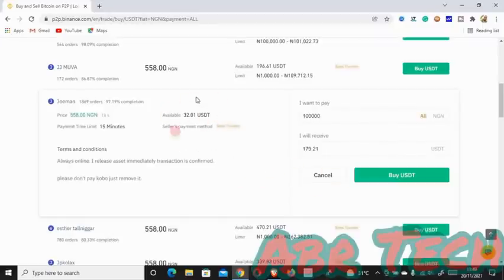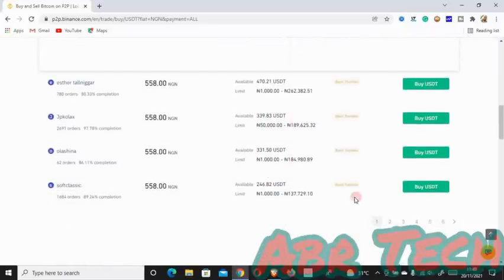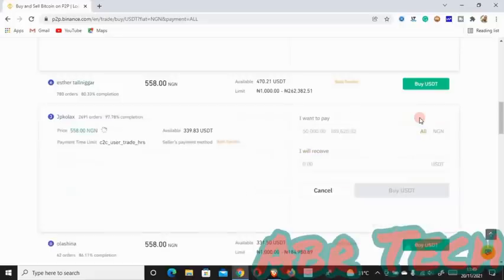And you'll be forced to check another seller. Someone has already placed an order before you. That's why everything here shows less than what it used to be.